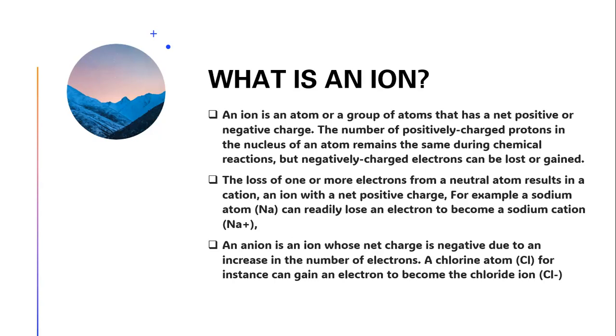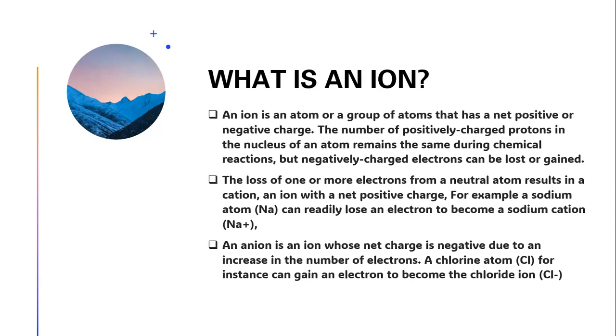What is an ion, you ask? An ion is an atom or a group of atoms that has a net positive or negative charge. The number of positively charged protons in the nucleus of an atom remains the same during chemical reactions, but negatively charged electrons can be lost or gained.